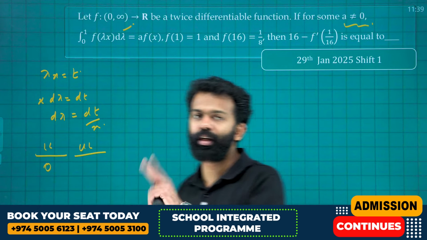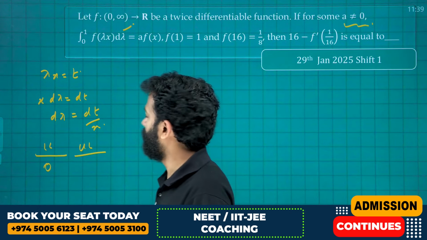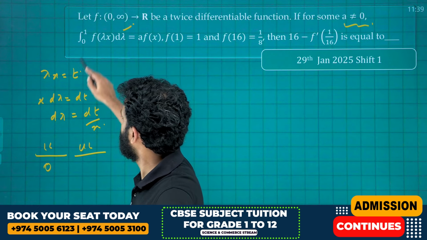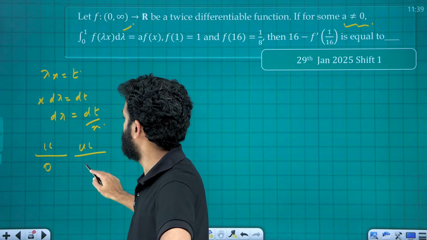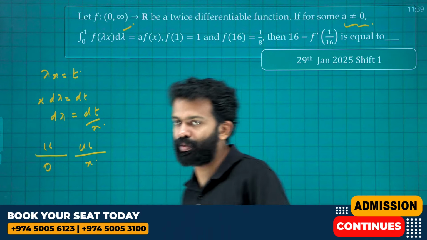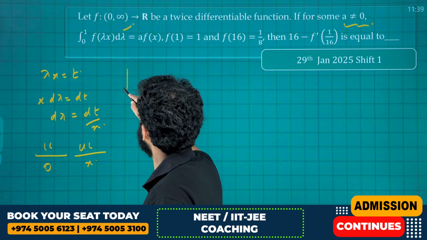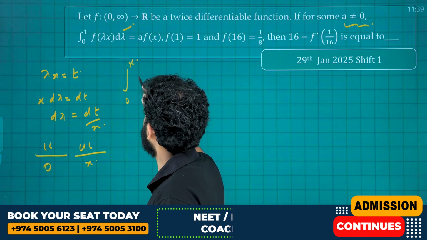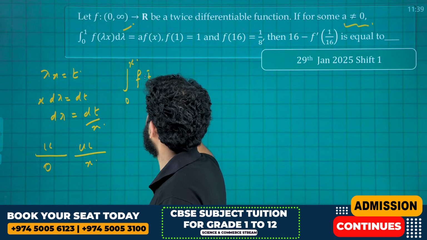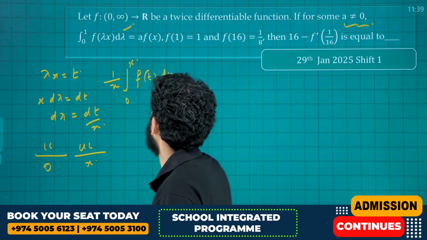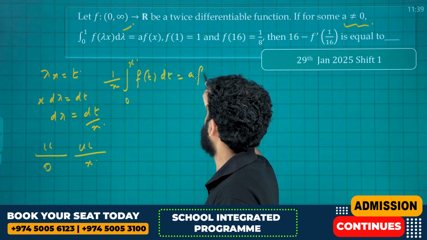That is where the game begins. The upper limit will be what? Lambda x is equal to t, right? And put lambda is equal to 1, the upper limit becomes what? x. That's where the question turns. Therefore it will be 0 to x, f of t into dt over x, which is equal to a into f of x.